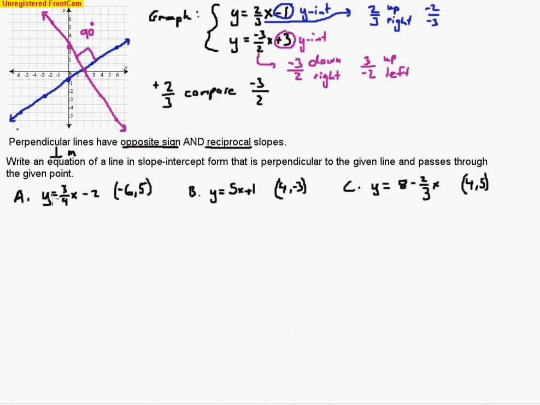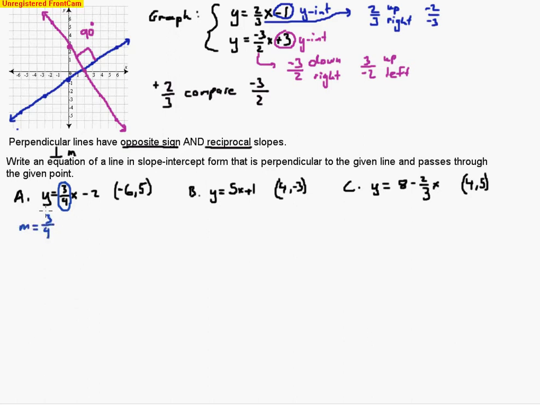And it's going to be perpendicular to this line, and it passes through this point, -6,5 in this case. So the first step is to find the slope of the line that's given to us. Here our slope is, it's always that number out in front of x, it's 3/4. So we have m equals 3/4.